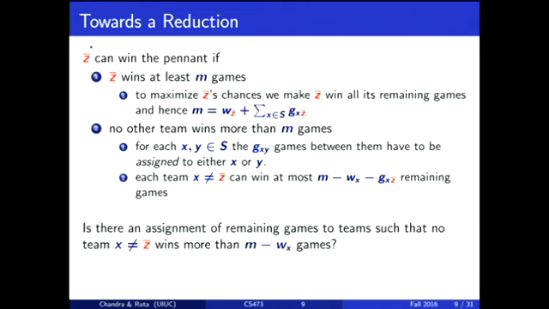So we are assigning the remaining games between all teams to the teams, right? If there are 10 games between X and Y, we have to assign, maybe 6 to X, 4 to Y, or say 8 to X, 2 to Y, or whichever combination we desire, such that the total number of wins by X is less than or equal to M. That's what we're asking. Can we assign the remaining games to the teams such that nobody wins more than M?